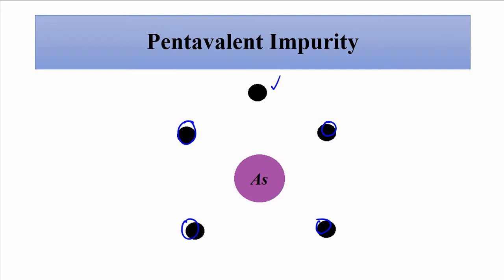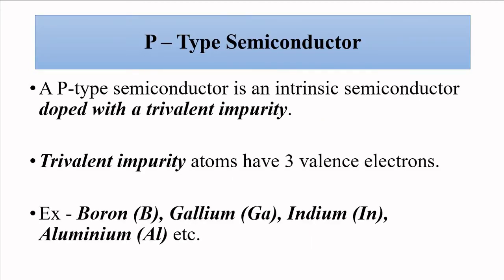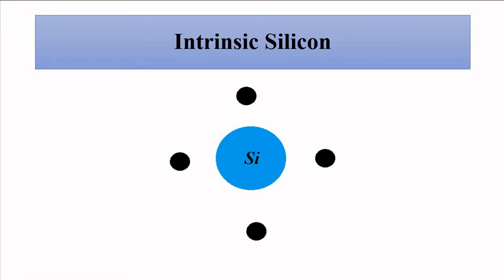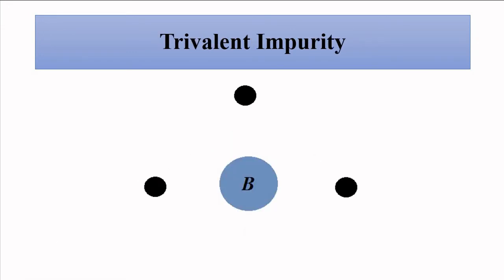Now the P-type semiconductor. N-type is one which is doped with pentavalent impurity. A P-type semiconductor is formed when an intrinsic semiconductor is doped with a trivalent impurity. Trivalent impurities have three outermost valence electrons. Examples are boron, gallium, indium, aluminium, etc. Suppose we dope an intrinsic silicon semiconductor with a trivalent impurity, let's say boron.